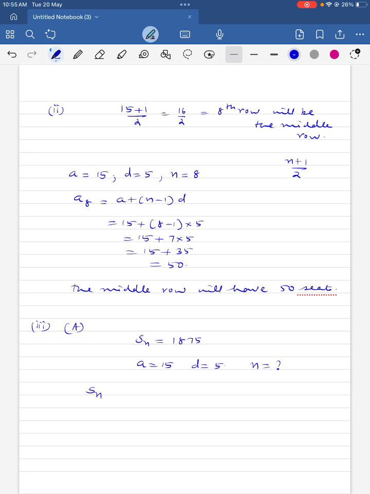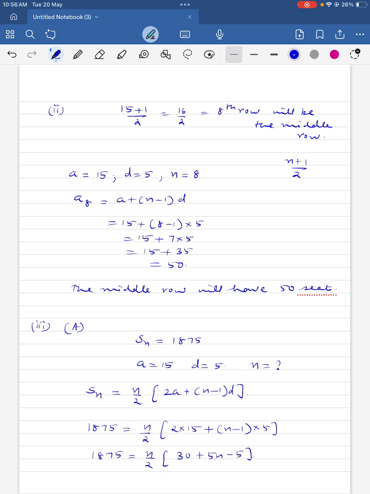Now the formula to find the sum of n rows is n by 2 into 2A plus n minus 1 into D. So that is 1875 is equal to n by 2 into 2 times 15 plus n minus 1 into 5. So 1875 times 2, let me just do the calculation here. So I would have 30 plus 5n minus 5. 1875 times 2 is 3750 equal to n times 25 plus 5n.